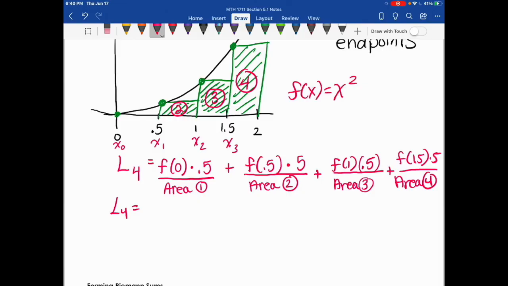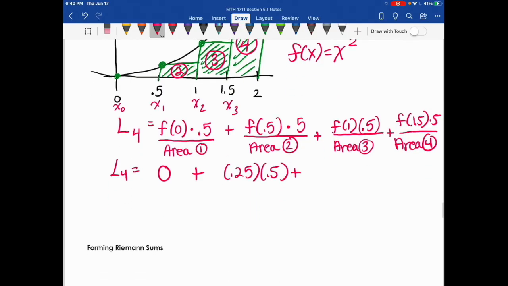Now, when I plug in 0 into the function, which is x squared, let me remind you that f of x is x squared. That's the curve. That's going to give me 0, and 0 times 0.5 is 0. That's why the area of that rectangle is 0. When I plug in f of 0.5 and I square it, that's going to give me 0.25. And then I multiply that by 0.5.